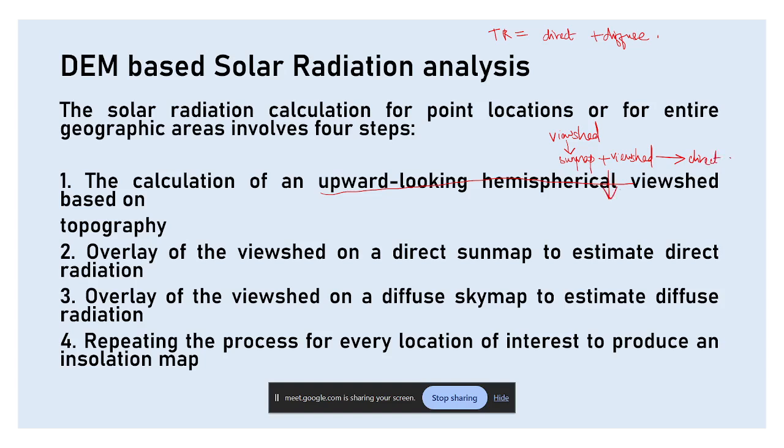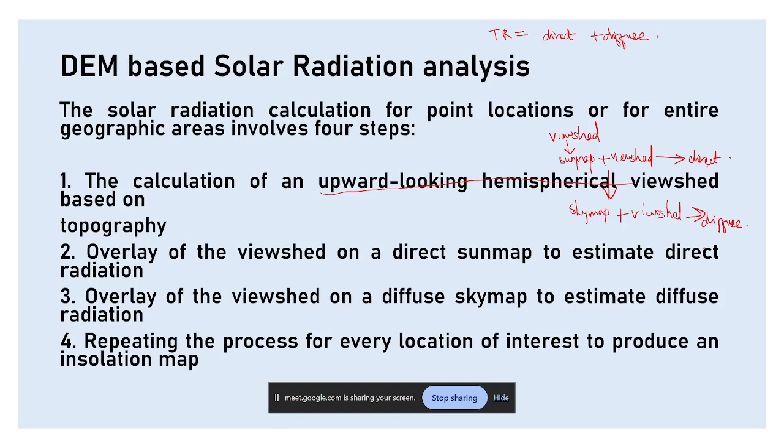Then what do you do? The next thing you do is again overlay this viewshed with the sky map. Sky map plus viewshed. What will this give you? This will give you an idea regarding the diffuse radiation. So you got the direct radiation, you got the diffuse radiation.